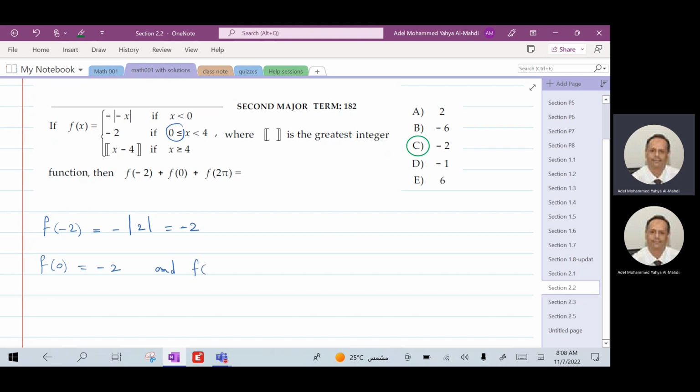And f at 2 pi is equal to, so 2 pi is 6 point something. It is bigger than 4. So 2 pi is here, bigger than or equal to 4. So we replace every x by 2 pi, then it will be 2 pi minus 4 inside the greatest integer function. This will be approximately 6.28 minus 4 inside the greatest integer function. And when you subtract, we will have 2.28.